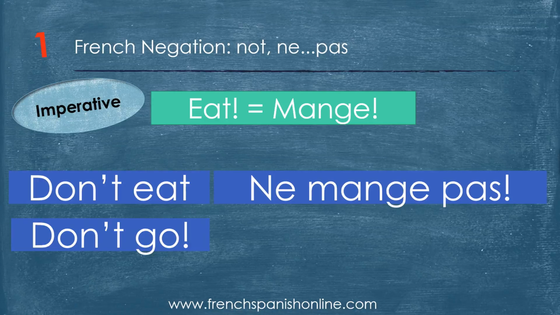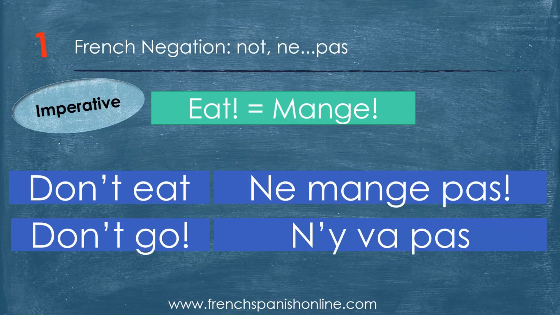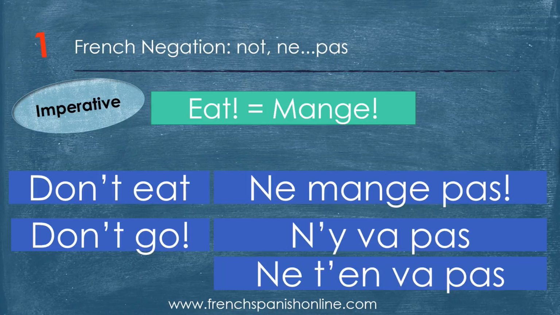Don't go. Well, here, go is a bit special, in that in short sentences, the verb to go in French doesn't like to be alone. So we need other short words like y or en. So for example, we say n'y va pas to translate don't go. Another possible translation is ne t'en va pas. So you can use actually both of them, but it's better to learn them because we use these expressions a lot in French. N'y va pas, ne t'en va pas, to translate don't go.